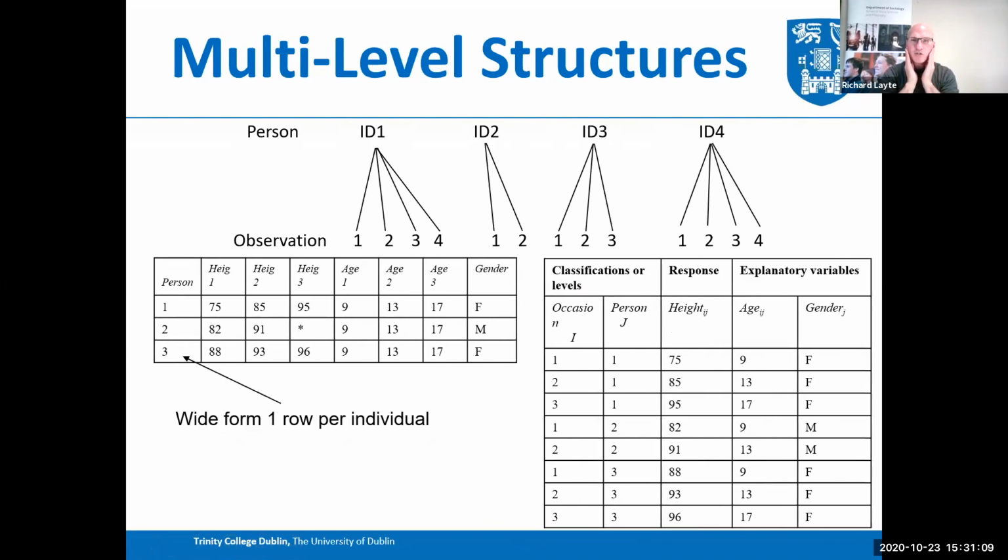Here's a multi-level structure that brings together observations for the same individual over time. All right. You can see here I've got two data structures. At the top, I've got the observations nested within individuals. Okay, there's ID1, ID2, ID3, ID4. And some of these people have got 4 observations. One's got 3 observations, one's got 2 observations. And on the left-hand side, I've displayed these in what's known as wide form. So you can see that person 1 has 3 measurements of height, and they go 75, 85, 95. I've got 3 measures of age, and they're a female.